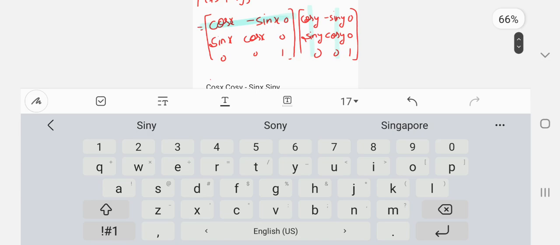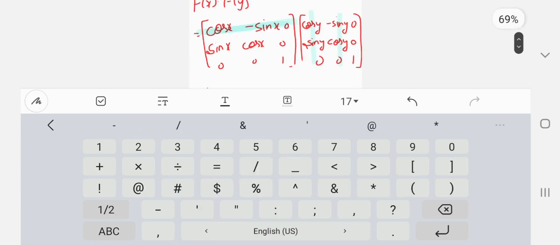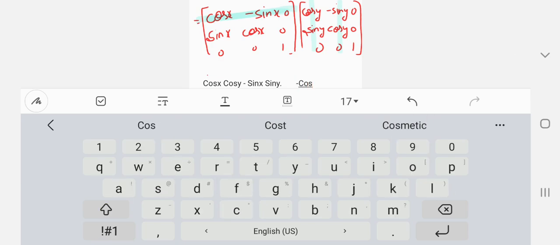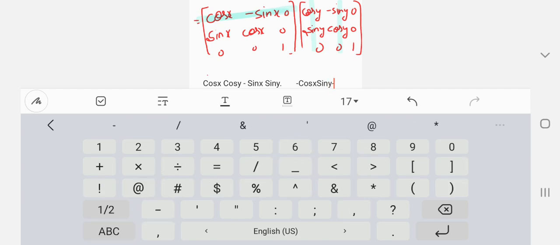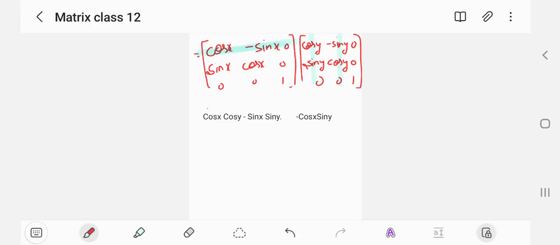What will be my second entry? My second entry will be minus cos x sin y minus sin x cos y, and the remaining part will be 0, right? How? Let me explain you.